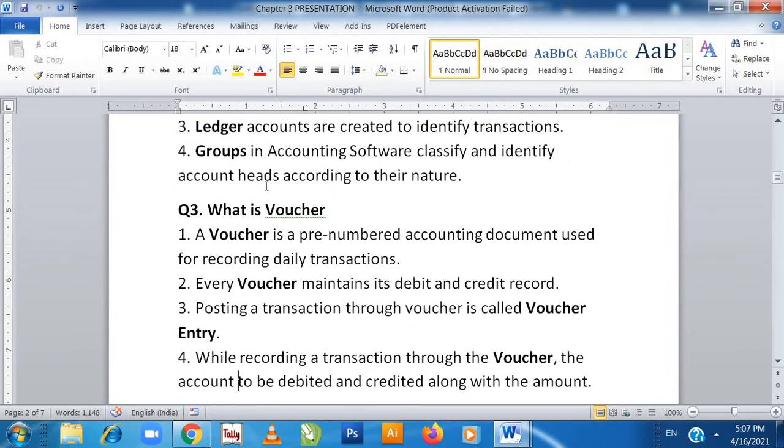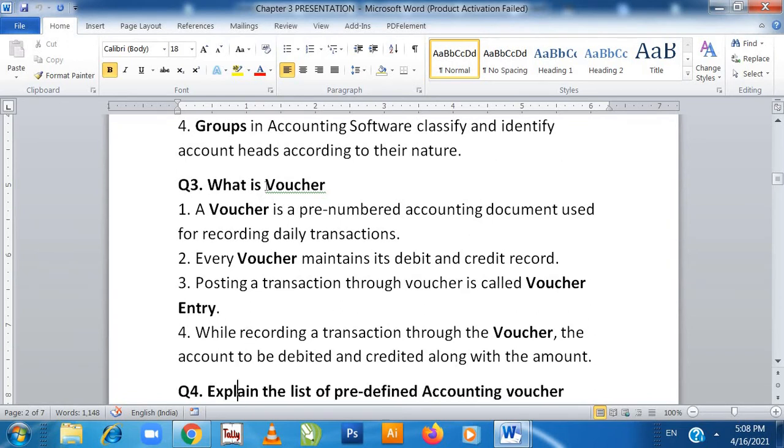Now after ledger, the next step in the accounting software we are using right now, Tally, is voucher. What is a voucher? In accounting terms we can call it a journal entry also. A voucher is a pre-numbered accounting document used for recording daily transactions. Day-to-day transactions that we record are called voucher entries, and every voucher entry has to maintain debit and credit records, it is compulsory. Posting a transaction through voucher is called a voucher entry. While recording a transaction through the voucher, the account to be credited and debited is recorded along with the exact amount.